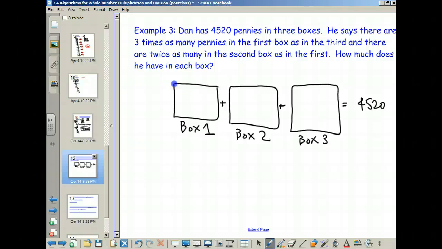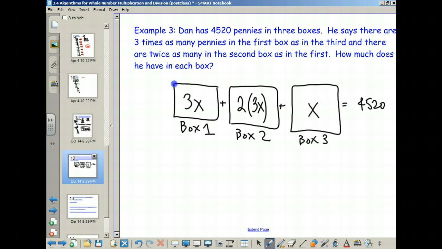Do you have an idea more? Well, I put in box 3, which 3 times is more in 1. And if box 3 was just x, then box 1 is 3x. Okay. And then box 2 would be 3x times 2. Right? 3x times 2 is 2 times box 1. And then equals 4520.